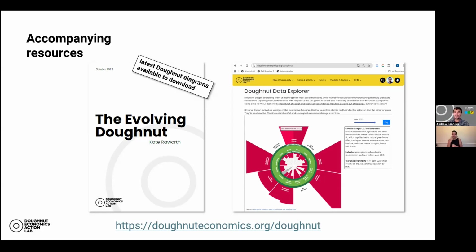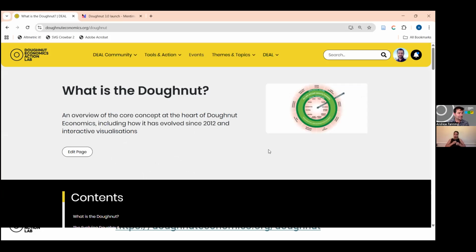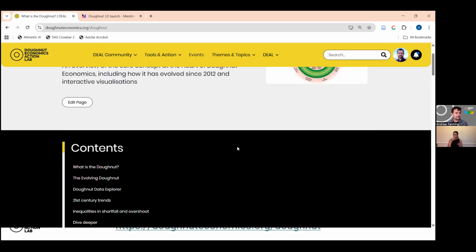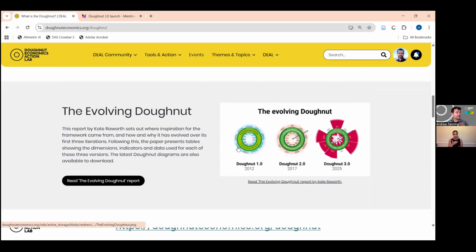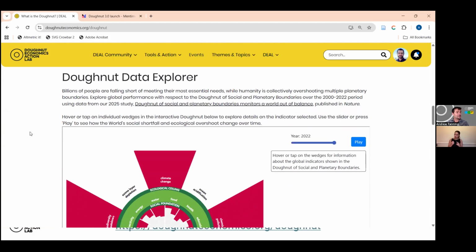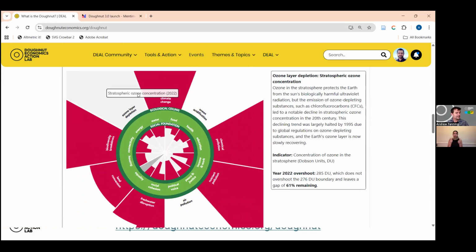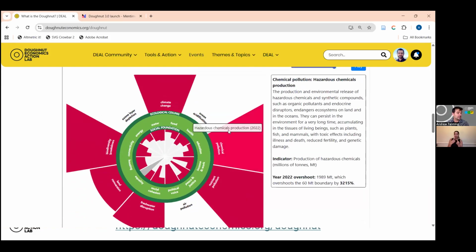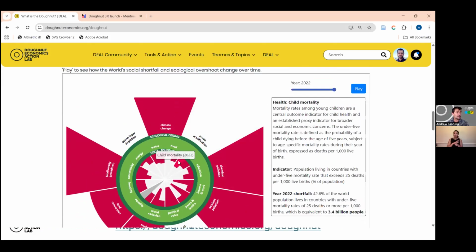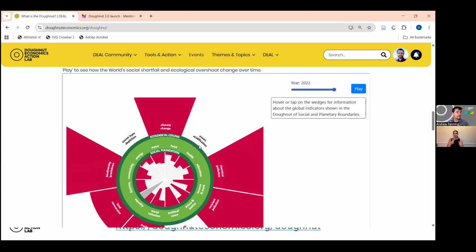We've also created an interactive web page to try and make these results as accessible as possible. I led the development of some of the interactive visualizations, which I put a lot of love into. Hopefully you can see what it looks like. I think you should be able to see my screen. I just wanted to briefly whiz through this interactive web page, which shows a brief description of what the donut is, the Evolving Doughnut report, as I mentioned, and this Doughnut Data Explorer, where you can hover over individual wedges and get more information. In this case, we're looking at the year 2022, so you get the levels of shortfall and overshoot for that particular year.